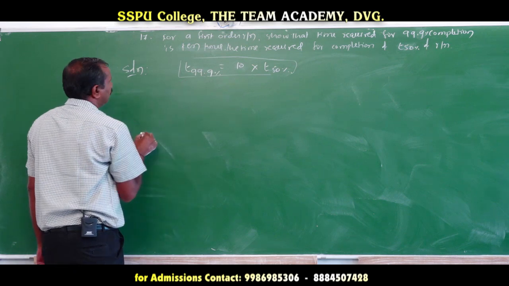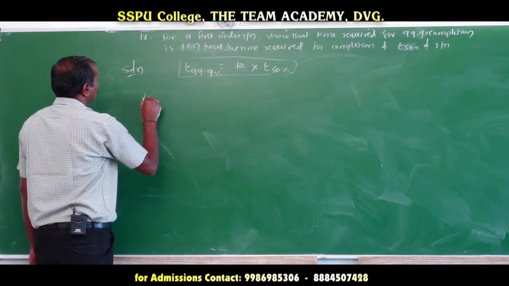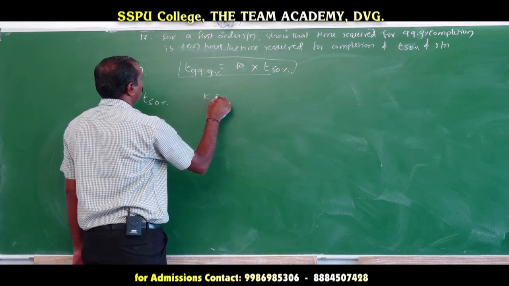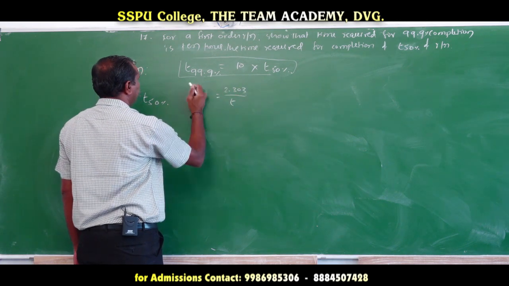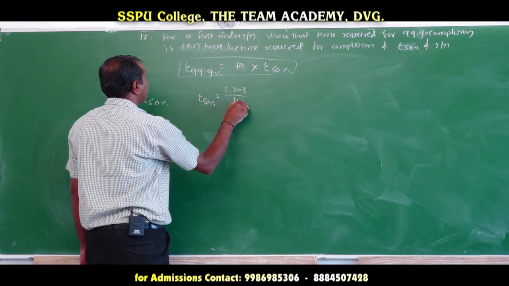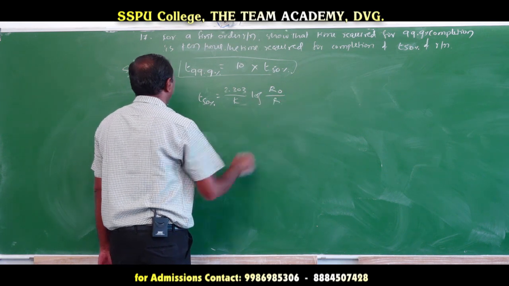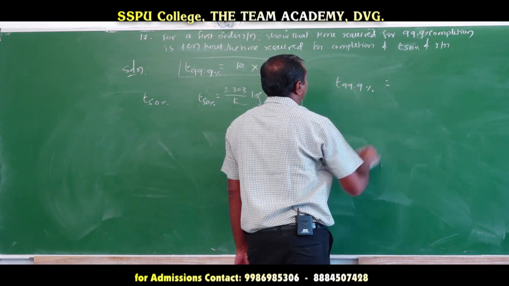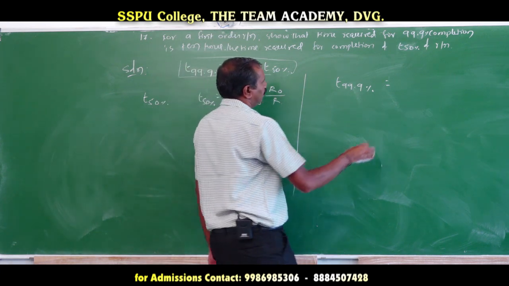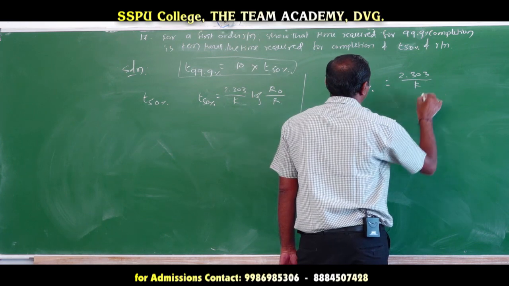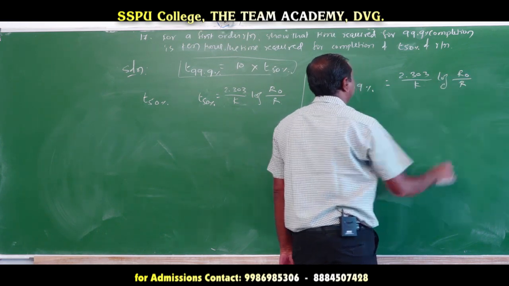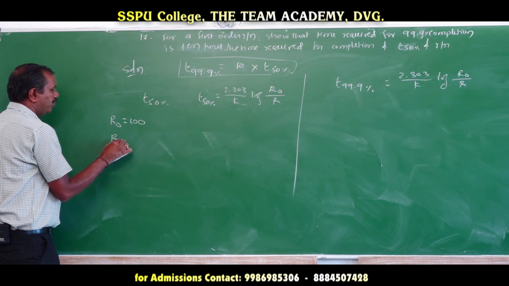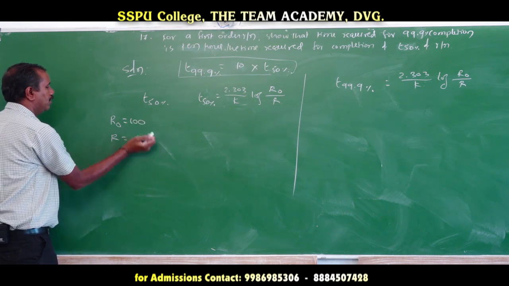Okay. So first we'll calculate T50%. T50% is calculated by K equals 2.303 by T, or nothing but T50% equals 2.303 by K into log of R naught by R. T 99.9% conversion is nothing but 2.303 by K into log of R naught by R. You see here, T50% means initial concentration is 100, left behind, 50% reacted means what? Left behind should be 50, means 100 minus 50.